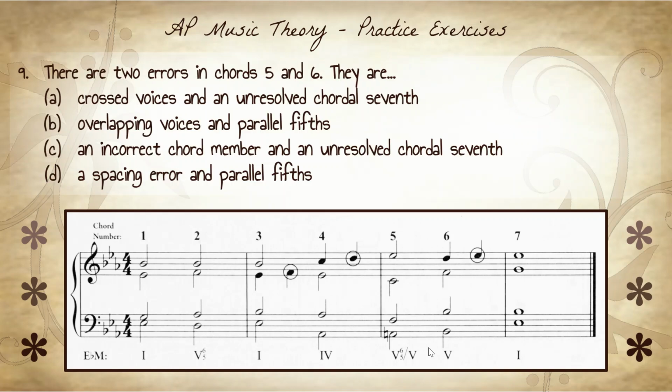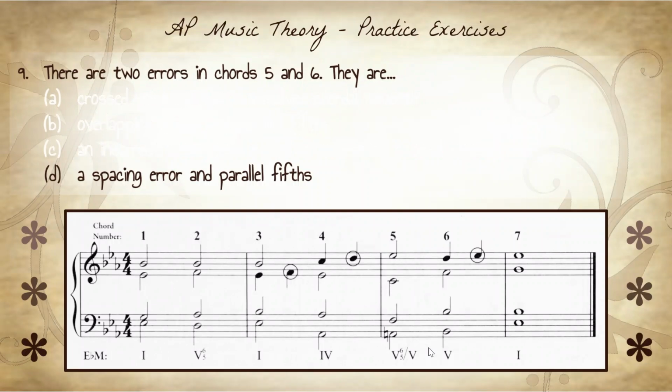Question 9. There are two errors in chords 5 and 6. They are A, crossed voices and an unresolved chordal seventh, B, overlapping voices and parallel fifths, C, an incorrect chord member and an unresolved chordal seventh, and D, a spacing error and parallel fifths. Correct answer is D. The errors between chord 5 and 6 are incorrect spacing, more than an octave between the soprano and the alto, and parallel fifths between the tenor and alto.